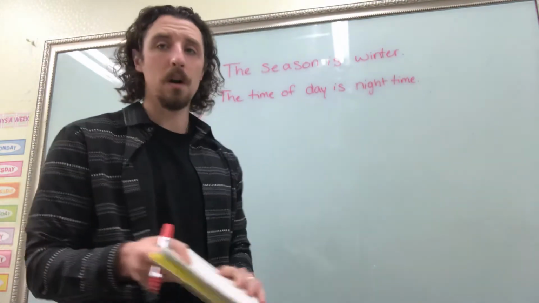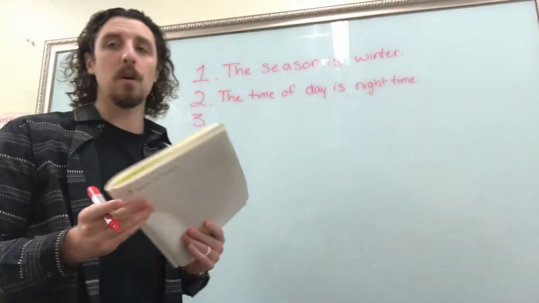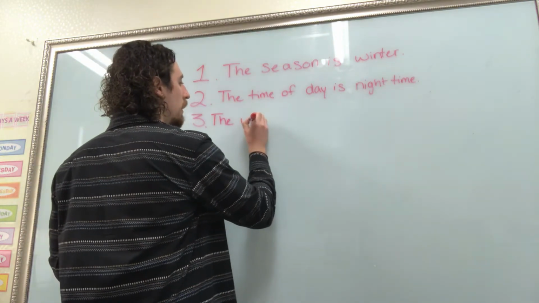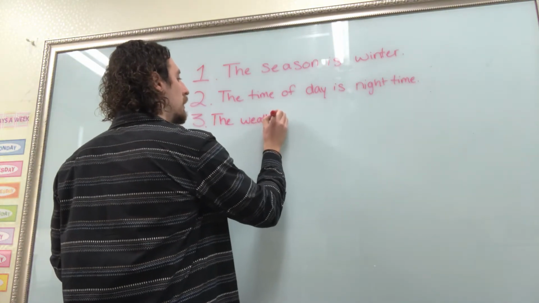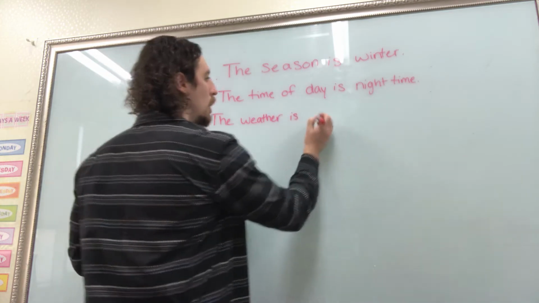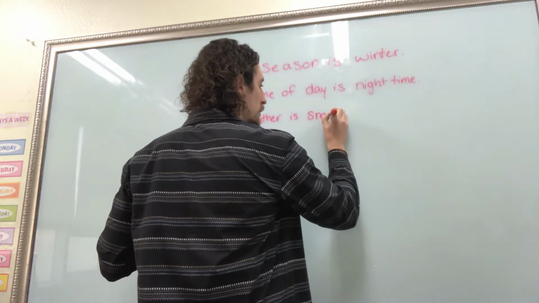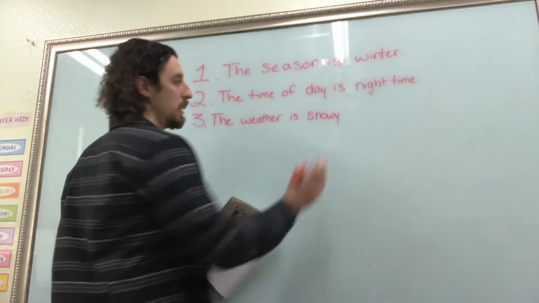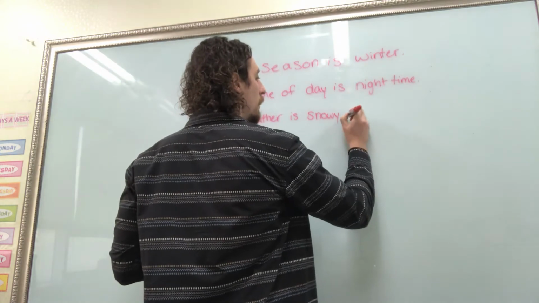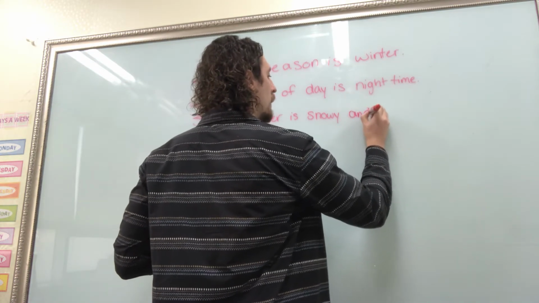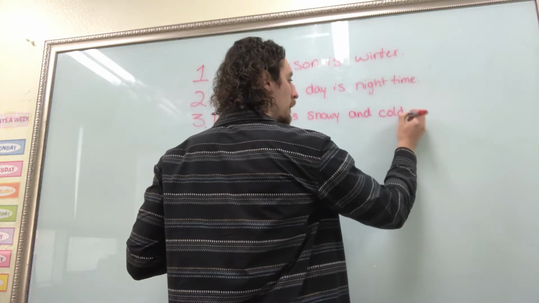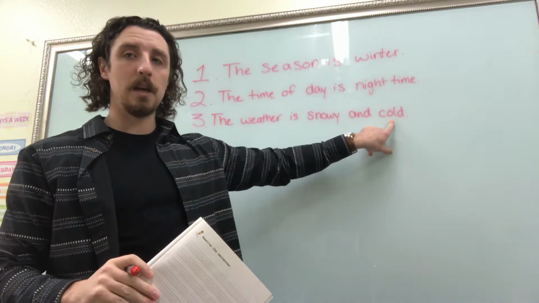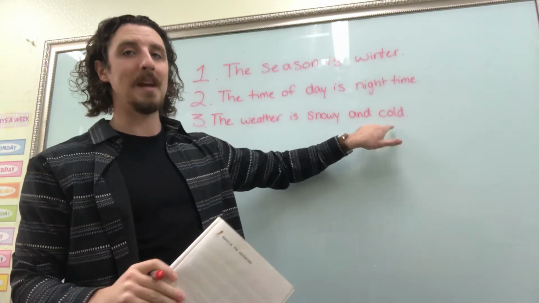So for the weather, we can say the weather is snowy. Make sure you add the Y. The weather is snowy. Snowy and cold. Now we know it is cold because there is ice. It has to be cold for there to be ice, okay?